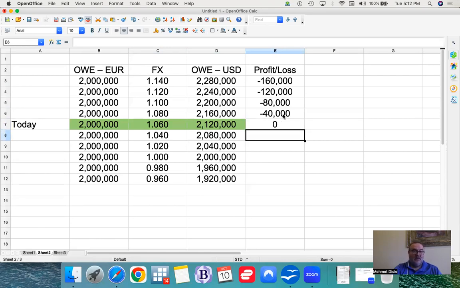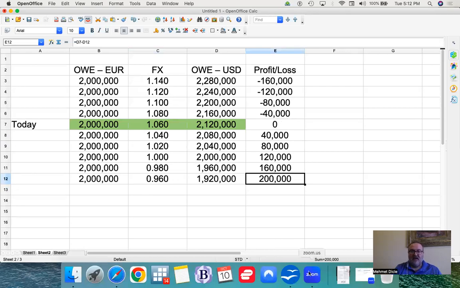Now, obviously, we would have a profit if the exchange rate goes down. So if this goes down to 104, we have a profit. If it goes to 102, we have more profit. If it goes to this, we have more profit. And if it goes down to below 1, then we have more profit. So as the exchange rate changes, we could have a profit and we could have a loss.